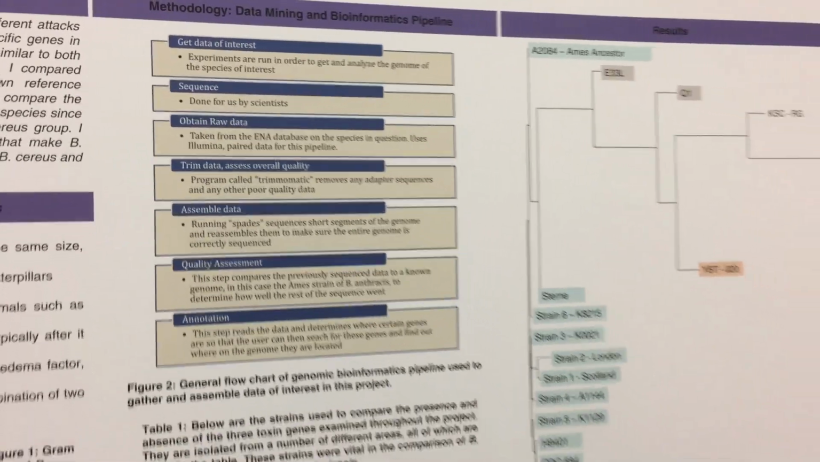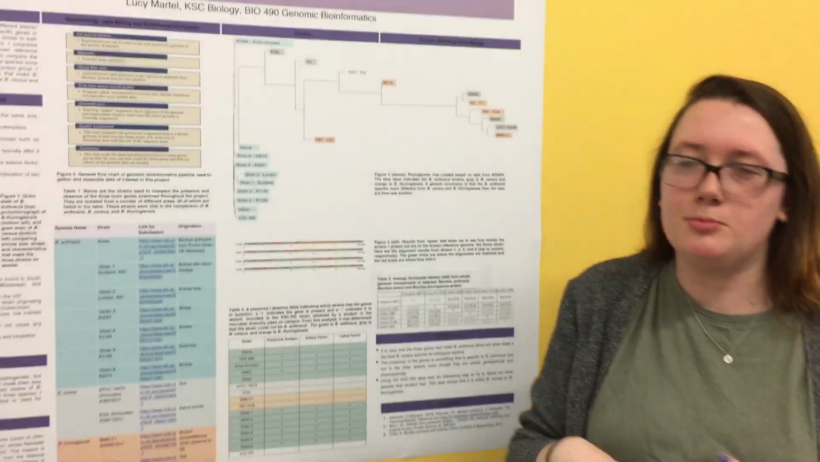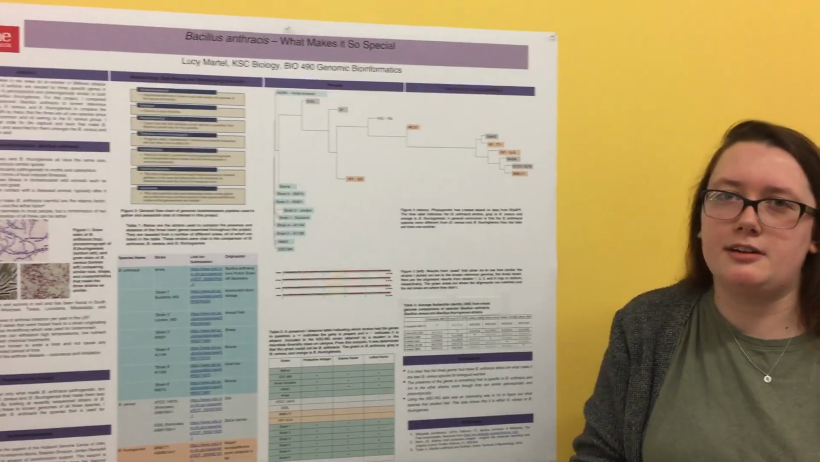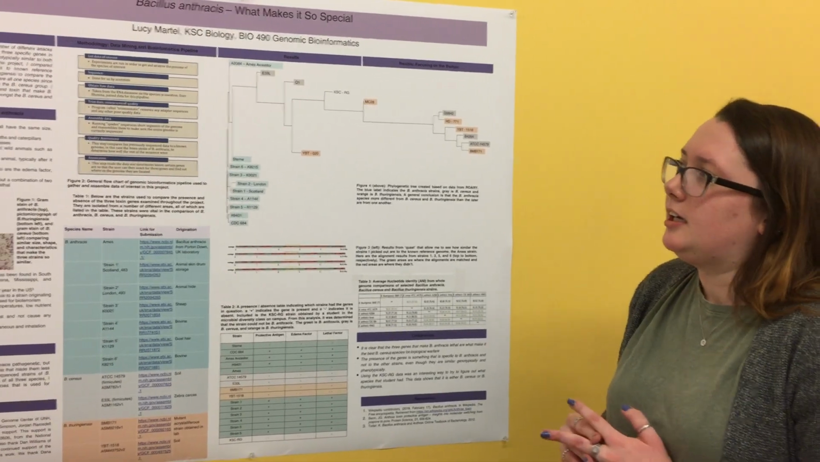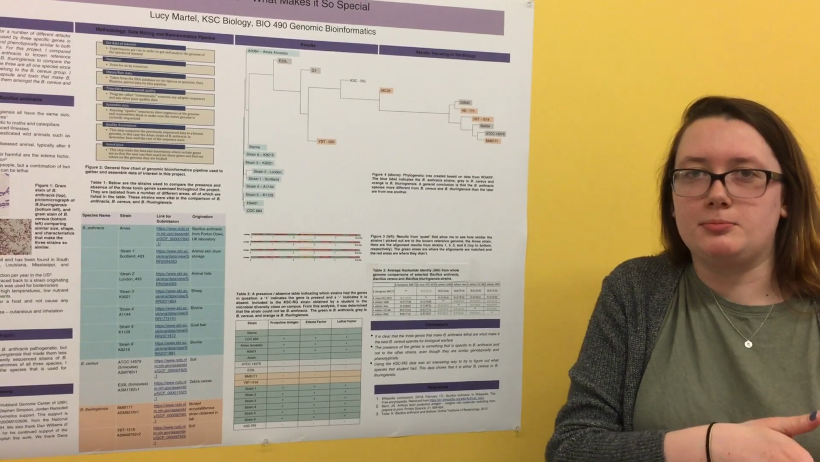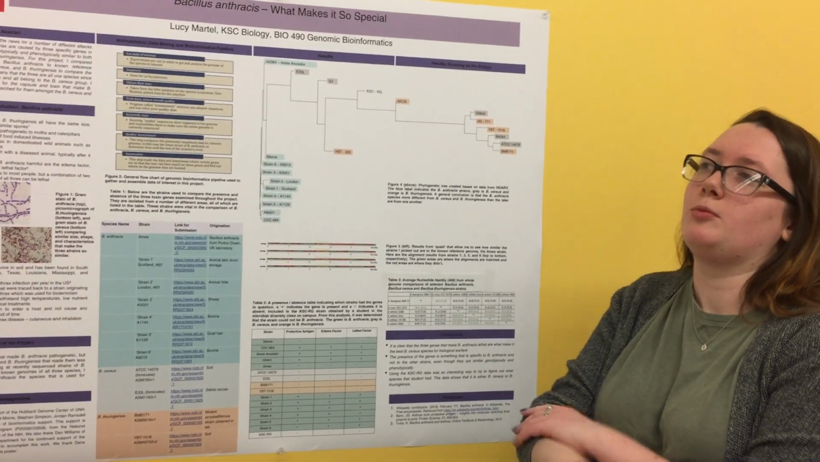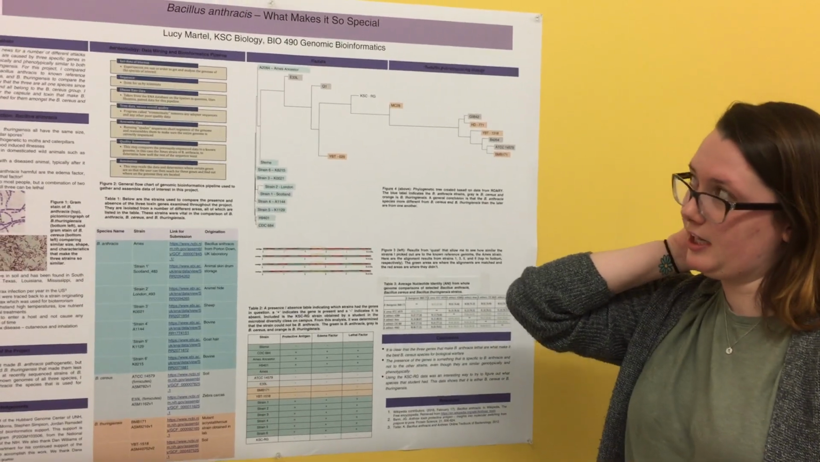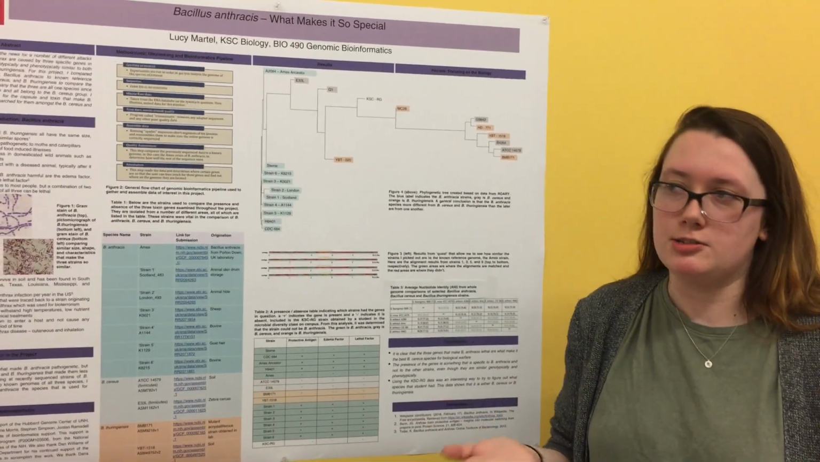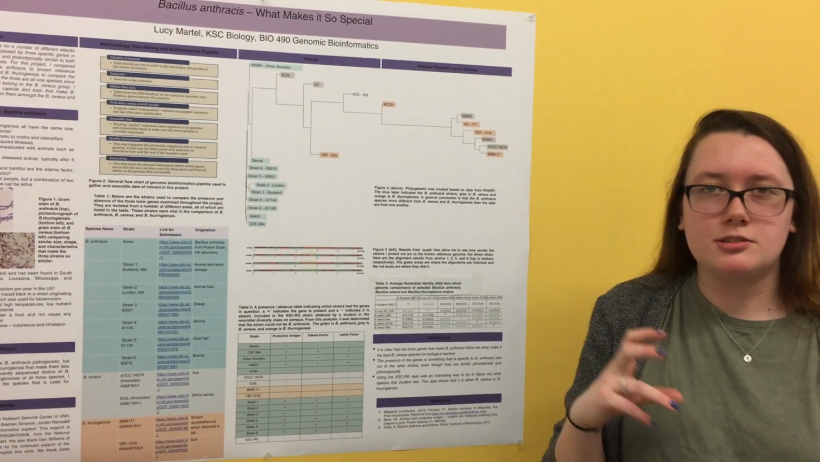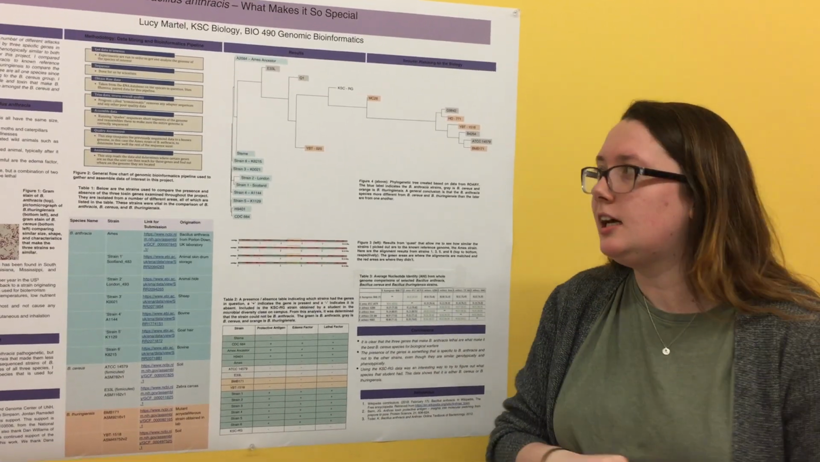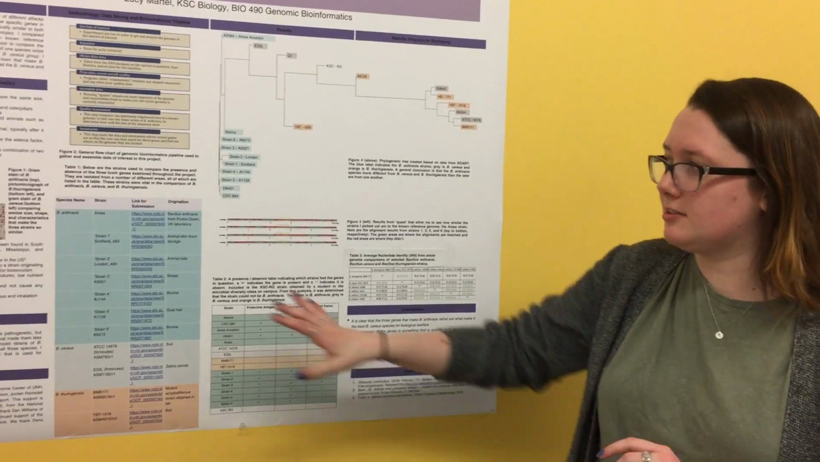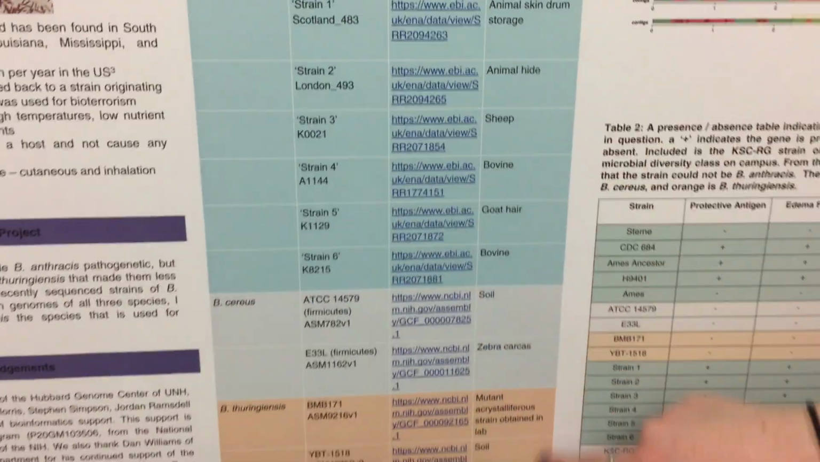We get the data of interest, download it to our computers, and then run it through software that trims off any additives that were used in the lab to sequence that data. Then we chop it up into small pieces so that we can read it, assemble that into one larger piece, and then compare that to a reference genome of my choosing. I chose the Ames strain, which was the Amerithrax strain used in 2001, for the vast majority of my project.